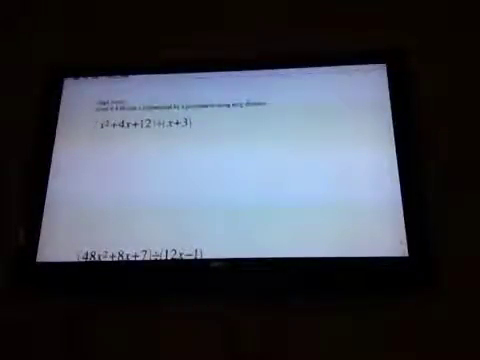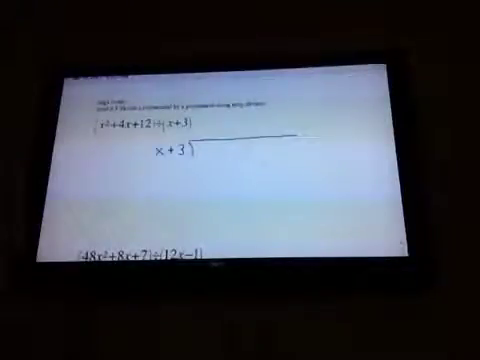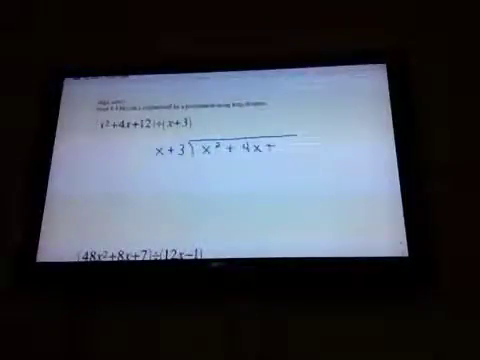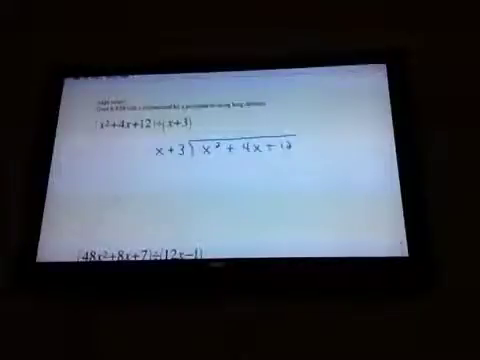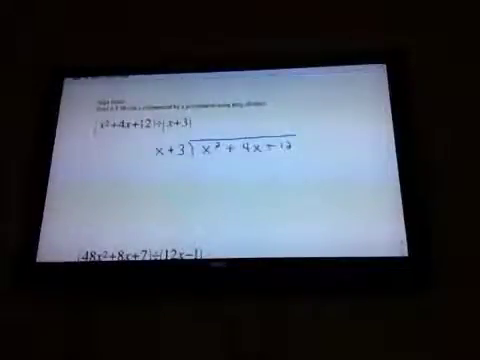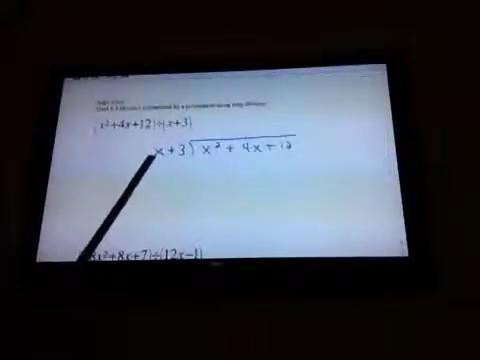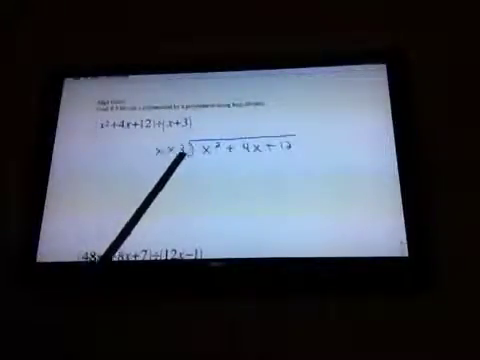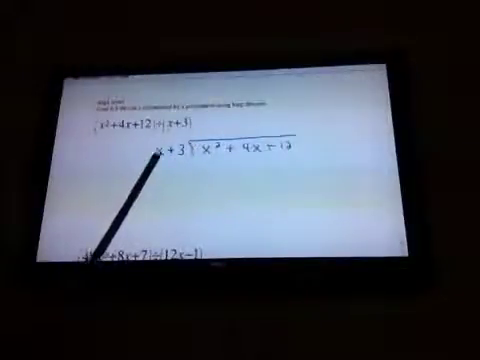Okay? So it all looks good on this one. When we set up our division, it literally looks like a long division question. X squared plus 4x plus 12 divided by x plus 3. When you do your division, you use this x term to do the division. You don't use the 3 to do the division. Just use this first term, whatever it is.